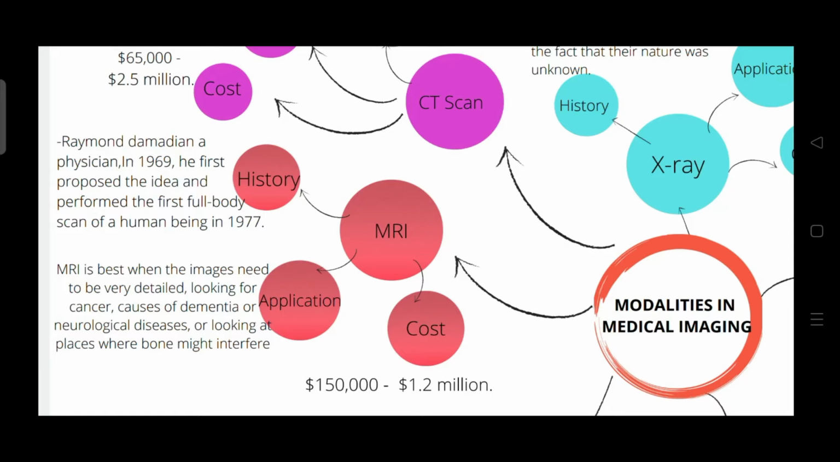The application of MRI: MRI is best when the image needs to be very detailed, looking for cancer, causes of dementia, and neurological disease, or looking at places where bone might interfere. MRI can cost about $150,000 to $1.2 million.